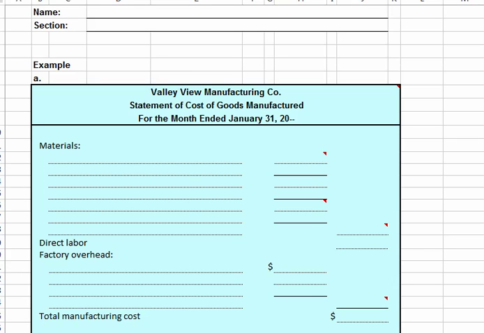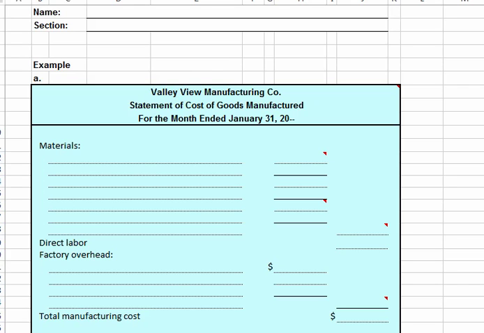Okay, you guys, I want to go over a statement of cost of goods manufactured with you, an example there, and an example of how to calculate cost of goods sold on the income statement. I'm using the template from exercise 1.7. I'm just going to make up some numbers to put in, and we'll work through it.